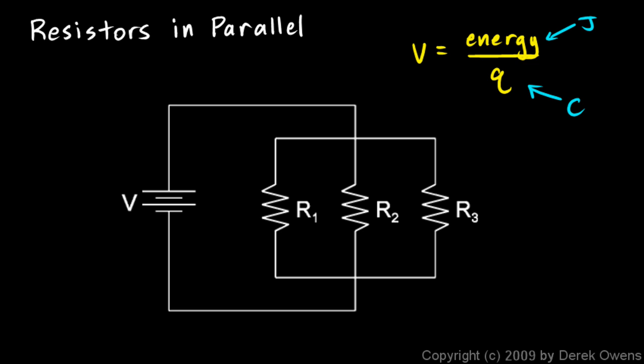So if we look back at the original circuit, this voltage here, V, is the voltage of the battery. V1 would be the voltage drop in resistor 1, and V2 in resistor 2, and V3 in resistor 3, and all of those are the same in this case. For resistors in parallel, the voltages are all the same. Now again, that's a fact that you can memorize, but you'll be far better off if you understand that fact.